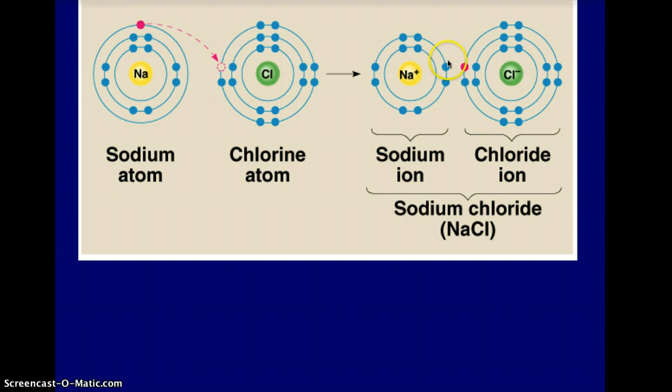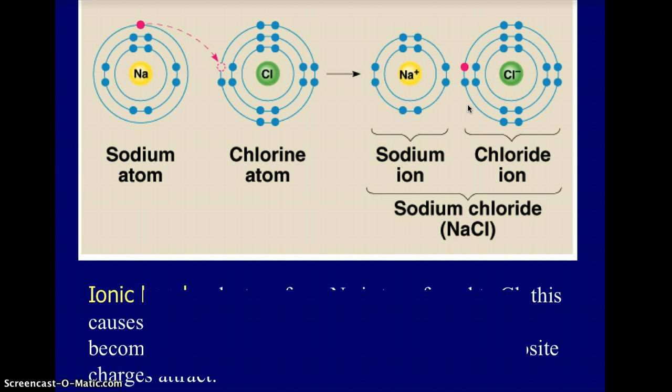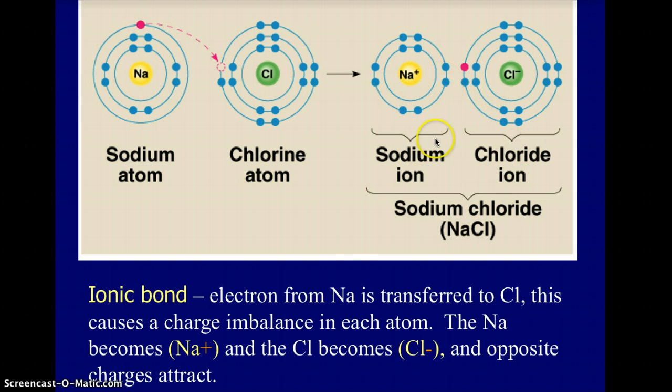So they do. Okay, see this pink one over here? Chlorine now has 8. Sodium now has 8. But that leaves sodium as a plus charge, which we call a cation, and chlorine with a negative charge, which you call an anion. And now they're going to attract, right? Opposite charges attract, and that's actually what results in that bond. Okay, so an electron from sodium is transferred to chlorine. This causes a charge imbalance. Sodium is positive, chlorine is negative, and opposite charges attract, making that bond and keeping those 2 atoms together.